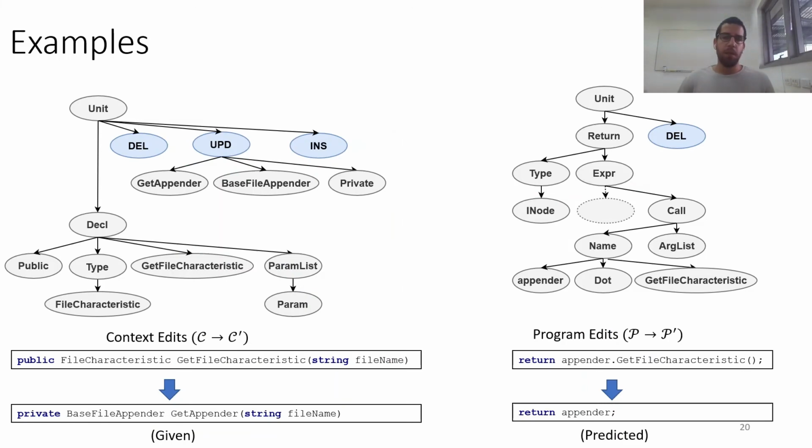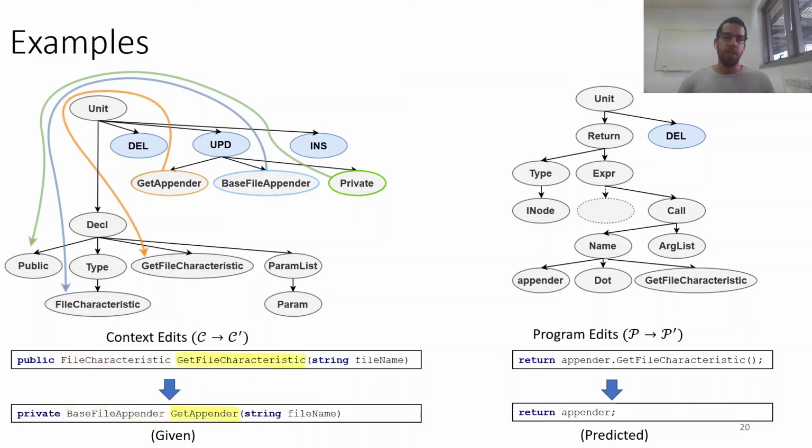In this example, we can see how the edit in the method signature affects the needed edit in the body of the method. The context includes the following edits. The modifier public was changed to private. The return type was updated from file characteristic to base file appender, and the method name was changed to get appender. On the right, we can see part of the method's body.